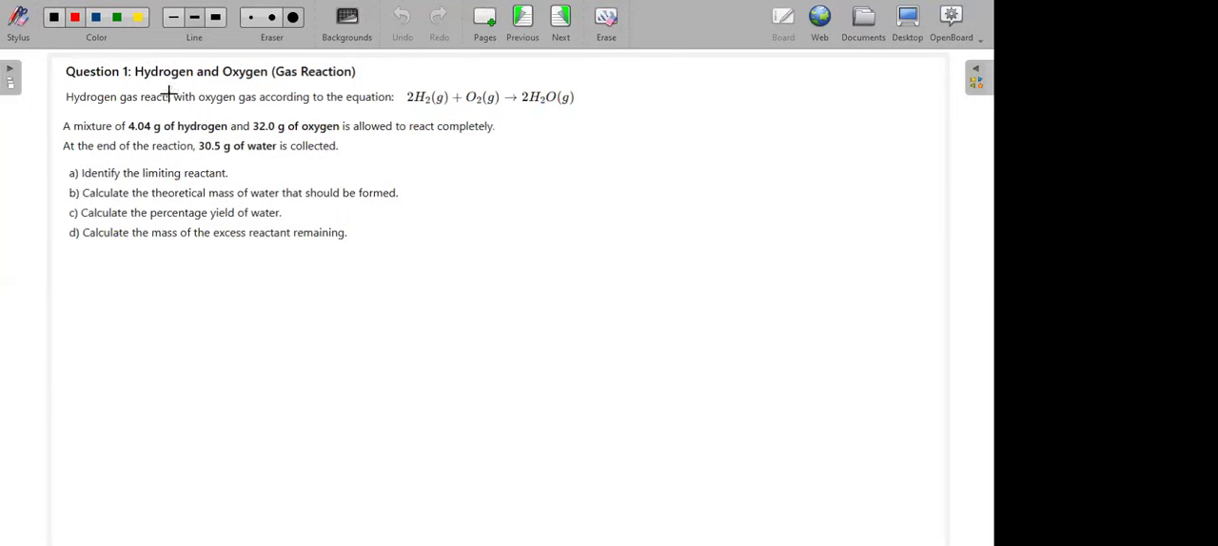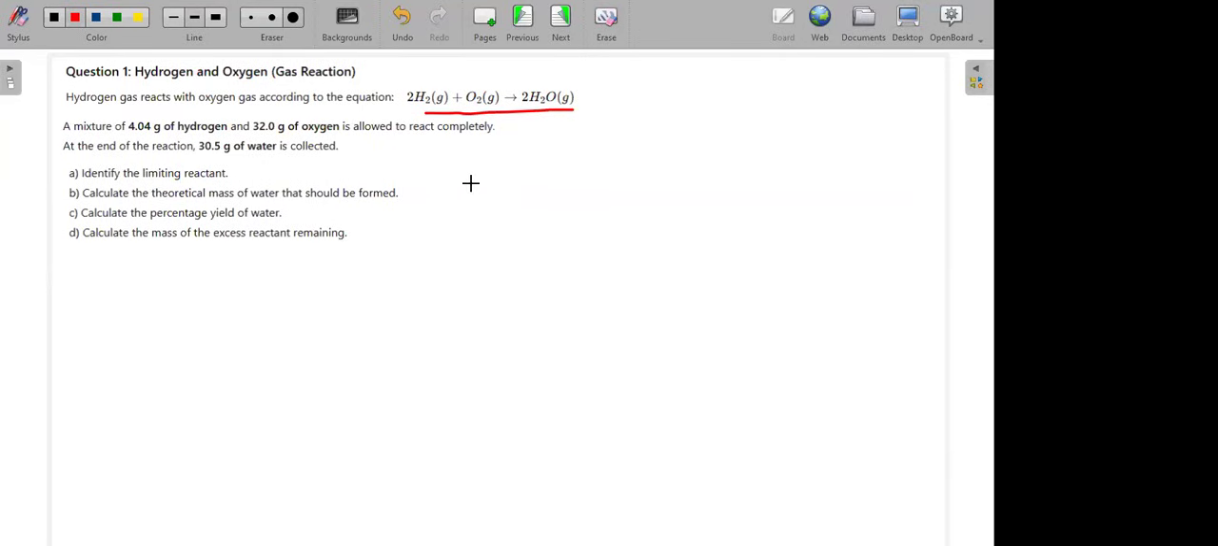Okay, so the first question here, they're saying, hydrogen gas reacts with oxygen gas according to this equation here. A mixture of 4.04 grams of hydrogen and 32.0 grams of oxygen is allowed to react completely. At the end of the reaction, 30.5 grams of water is collected. Identify the limiting reactant and then all those questions that are following there.